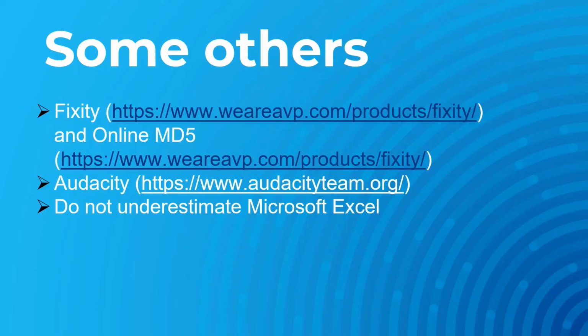Okay, so a couple of others. So Fixity and Online MD5. These are technologies which allow you to create checksums. So if you aren't sure what a checksum is, I would thoroughly recommend you take a look at it. Essentially, a checksum is a way of creating a digital signature that allows you to ensure the authenticity of a document or file. So that's highly recommended if you're ever involved in any sort of digital preservation. Audacity is another one. This one is for working with and editing audio files, and I've used that one as well. That one's free and open source and highly recommended.